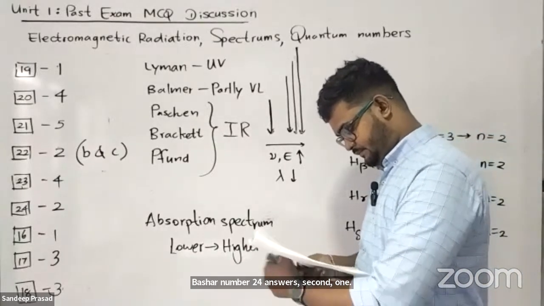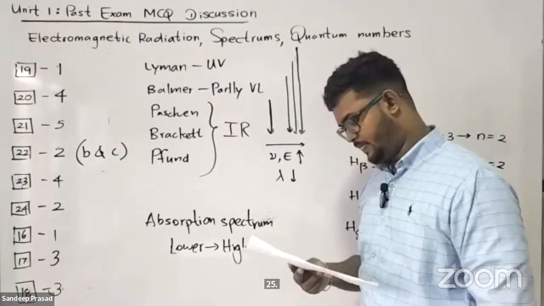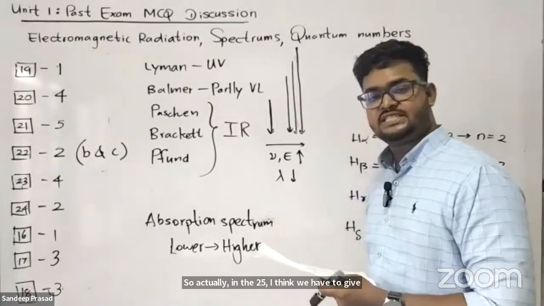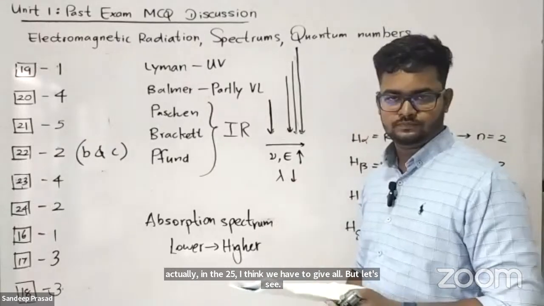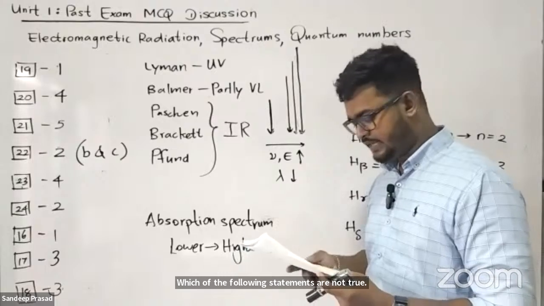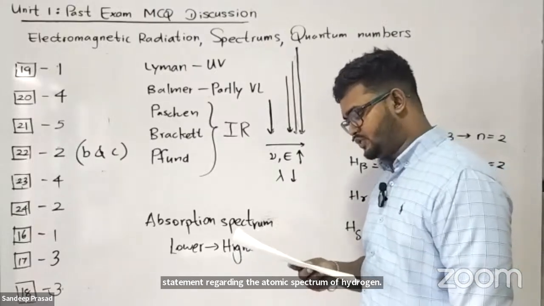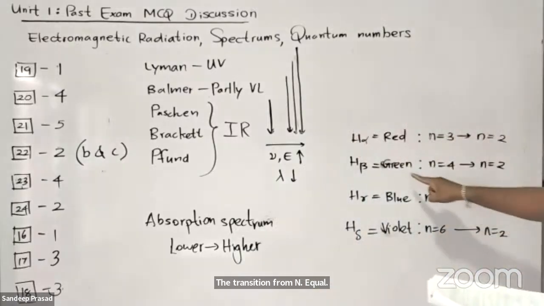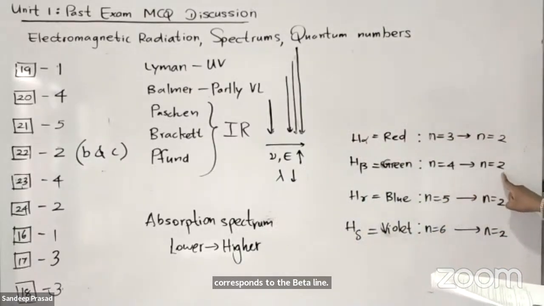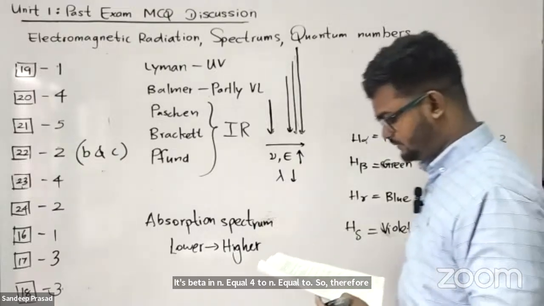25. So actually in the 25, I think we have to give all, but let's see. Which of the following statements are not true? Incorrect statement regarding the atomic spectrum of hydrogen. The transition from n equal 5 to n equal 2 corresponds to the beta line. H beta is n equal 4 to n equal 2. So therefore the first statement they have given is wrong.